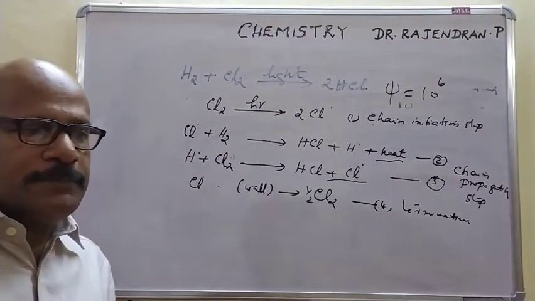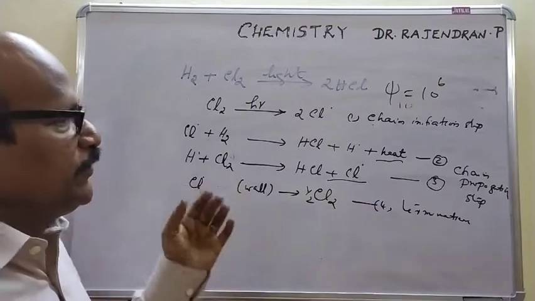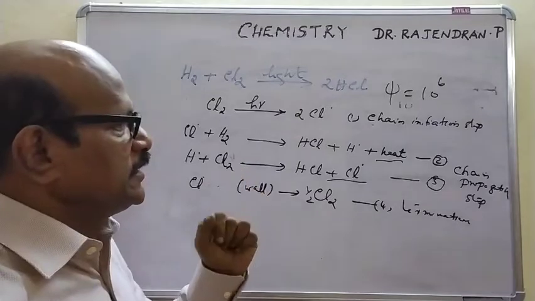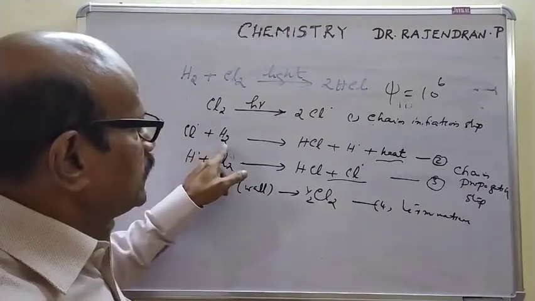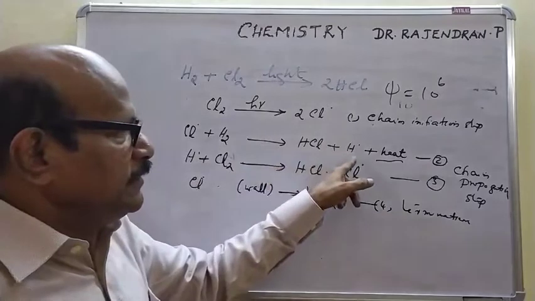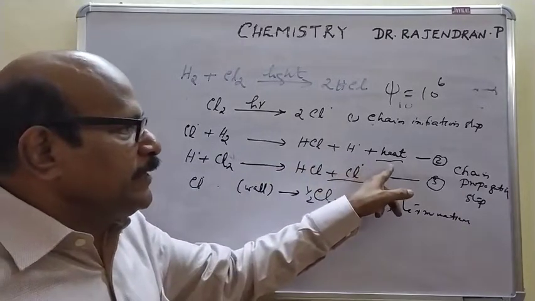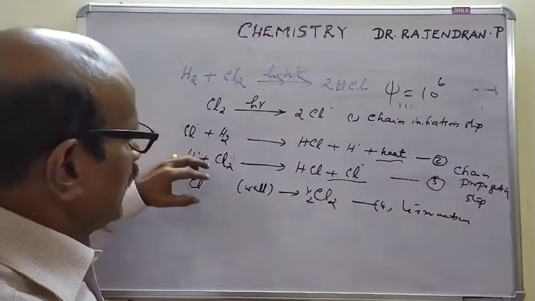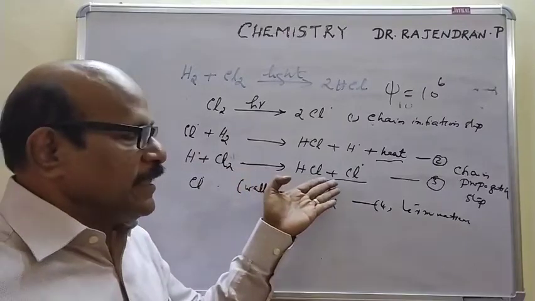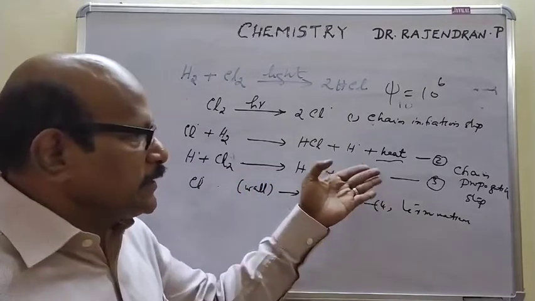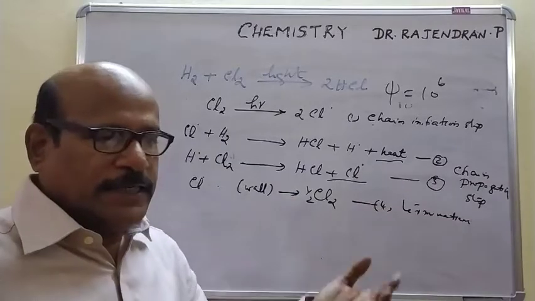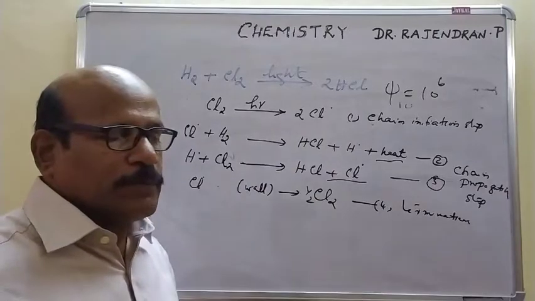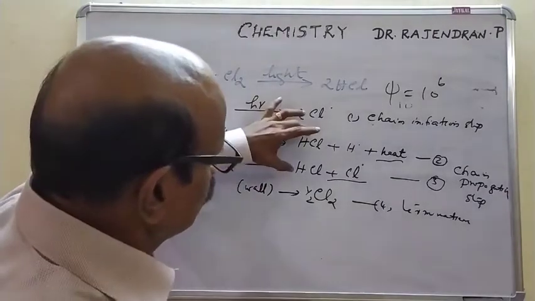The chlorine absorbs light of suitable frequency, being sensitive to light, and gets decomposed to chlorine atom. That is the chain initiation step. The chlorine atom thus produced reacts with a hydrogen molecule, forming HCl plus hydrogen atom with liberated heat. This is exothermic. The hydrogen atom thus produced reacts with another molecule of chlorine, giving HCl and chlorine radical again. Steps 2 and 3 go on in a chain manner, producing a large quantity of HCl.